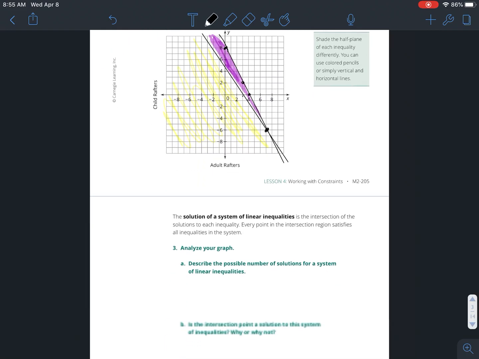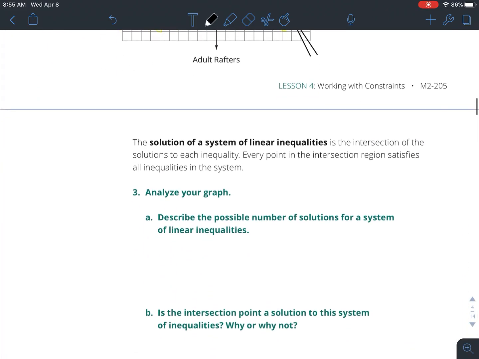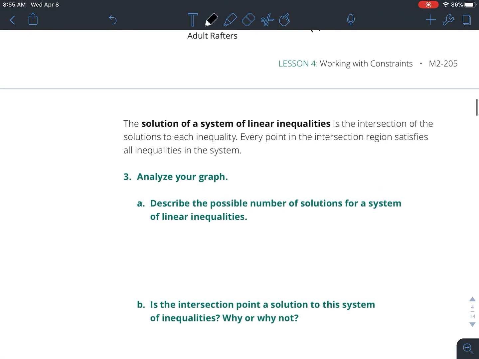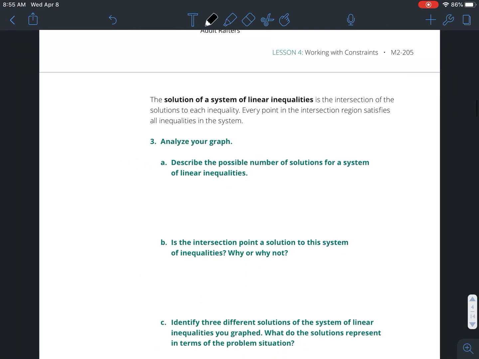All right, we're going to go on to the next part here. Let me just zoom out on my worksheet here. We'll probably finish this page and we'll call it a day. It says the solutions of a system of linear inequalities is the intersection of the solutions to each inequality. Every point in this intersection region satisfies all inequalities in the system. Analyze your graph. Describe the possible number of solutions for a system of linear inequalities.